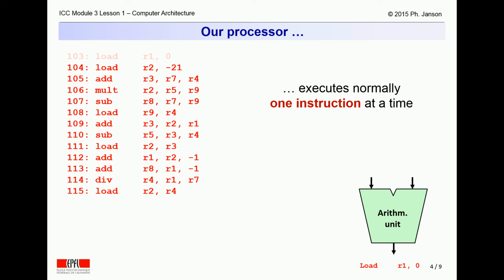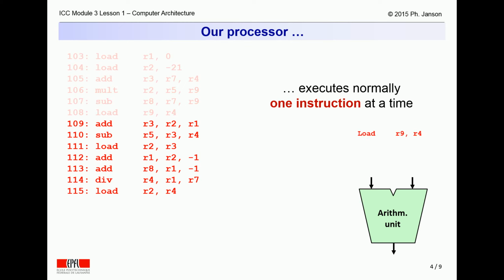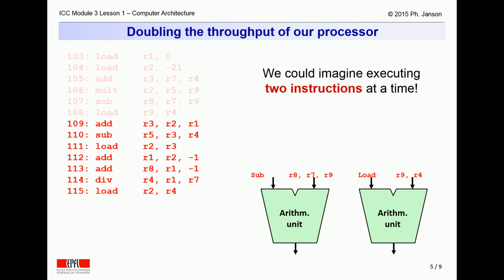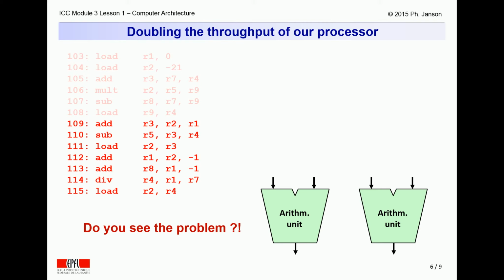A simple von Neumann processor, such as discussed in preceding video clips, normally executes instructions one at a time, as shown here. One can, however, imagine an enhanced processor in which more transistors are invested to build a second arithmetic unit and execute two operations at a time in parallel, as shown here, thus doubling the throughput of the system. But can you see a problem here? Let us see that problem.